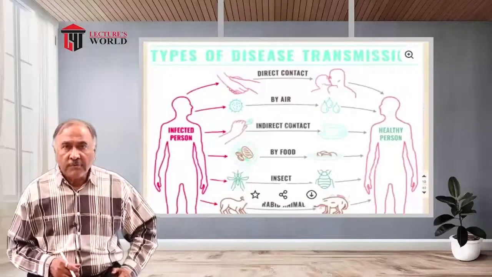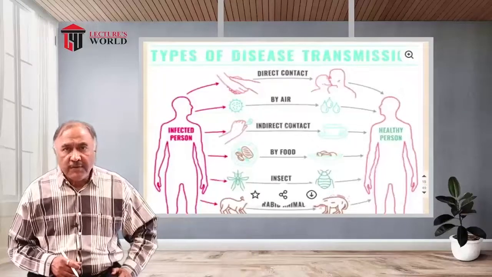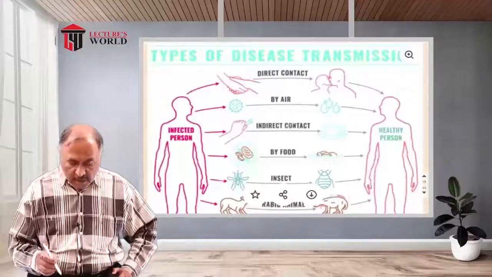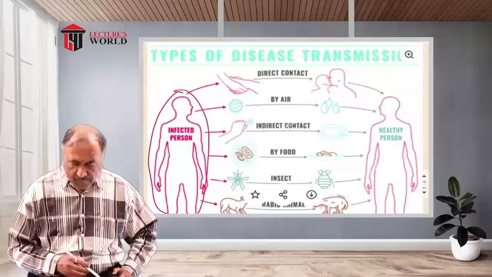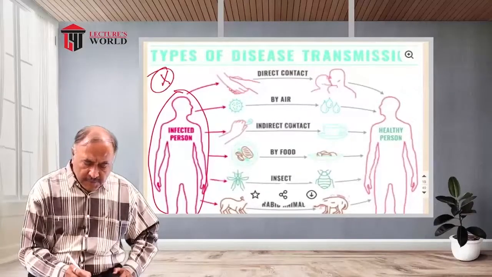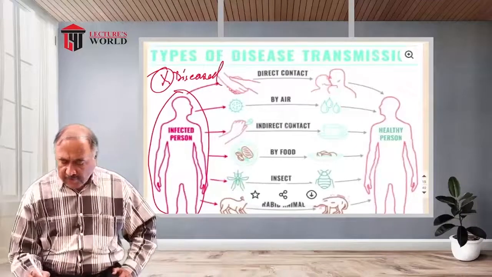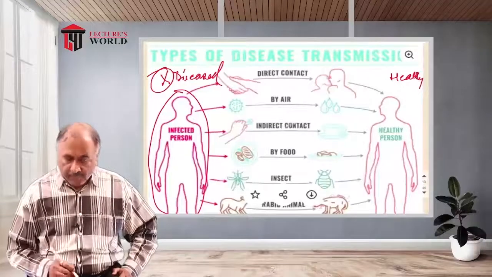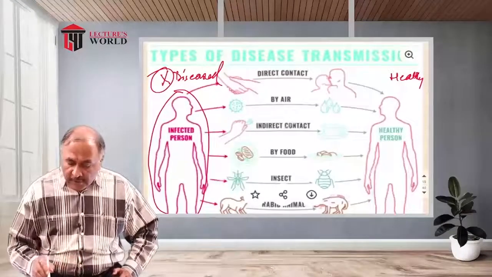This diagram shows how the disease is transmitted and what are the different types. We will learn each of them in detail. For example, this is an infected individual. He is already suffering from some disease, means he is diseased. And this one is a healthy individual. From here, how can the organism reach here?